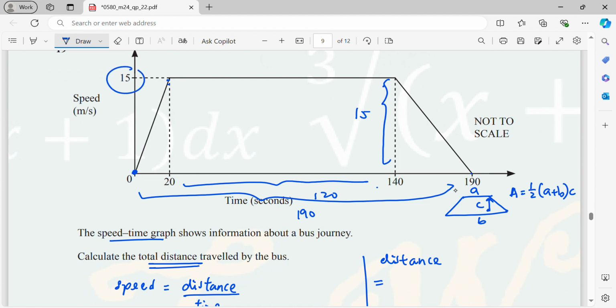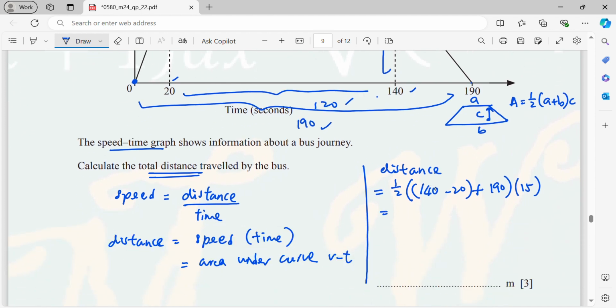So the working becomes half of, okay, if I want to show the calculation of this 120, it will be 140 minus 20, that is 120 over here. So 140 minus 20, this is my upper length, that I plus with the lower length, that is 190. So that is my A plus B. Then the height is 15. Then from here, you will be getting half of 310 times 15. At last, you will be getting 2325 meters.